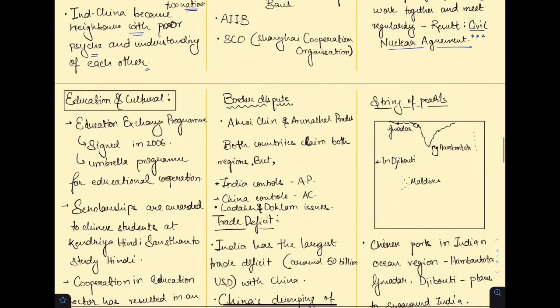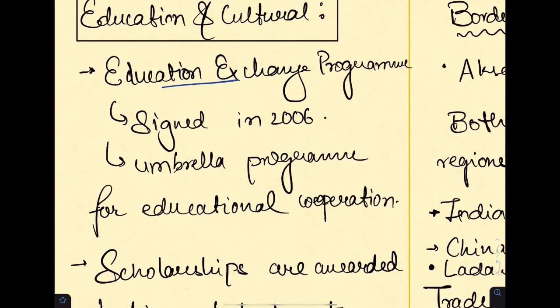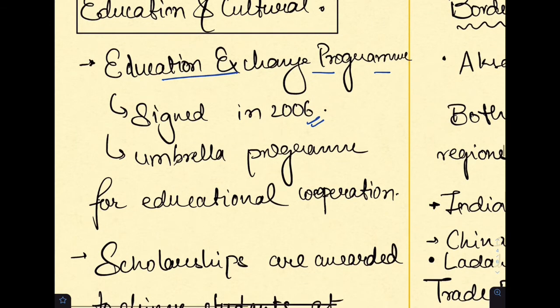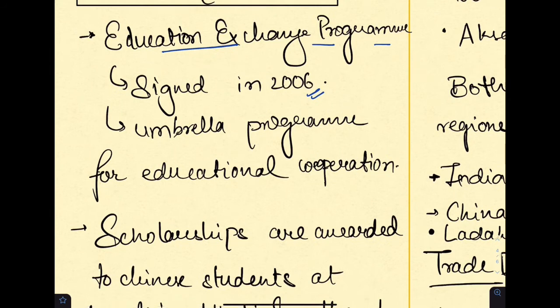The fifth one is your educational and cultural ties. Again, an educational exchange program is there, which was signed in 2006. So it was way back in 2006. The current scenario has much changed, but use these points in your answer writing, like, okay, in the past we were like this, now we are like this. This educational exchange program was an umbrella program for educational cooperation between India and China.